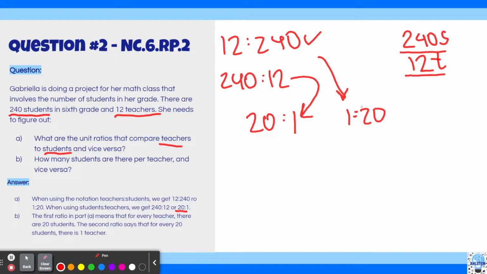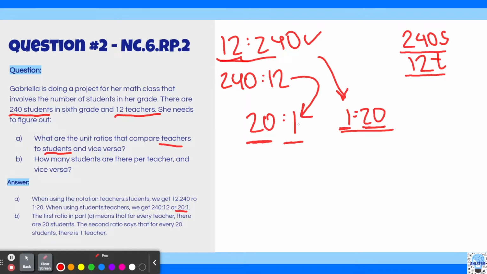Okay? Now, for the second part. The first ratio in part A means that for every teacher, there are... Oh, my bad, not this one. For this one, for every one teacher, there are 20 students. And the second ratio is saying that for every 20 students, there's one teacher.